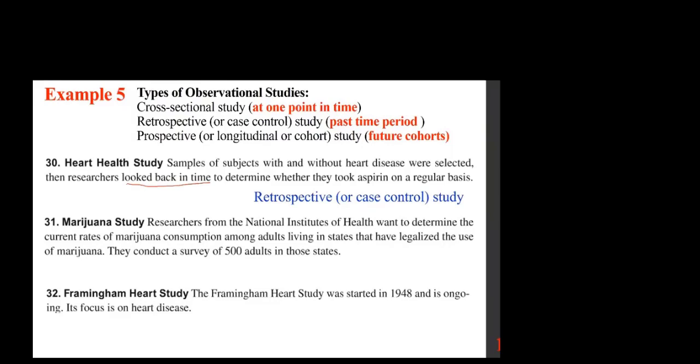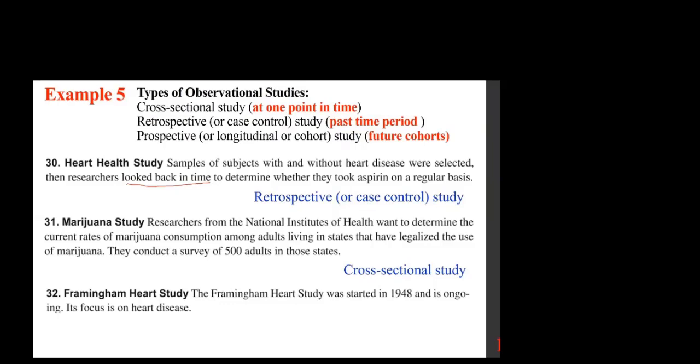Okay, next. Marijuana study. Researchers from the National Institutes of Health want to determine the current rates of marijuana consumption among adults living in states that have legalized the use of marijuana. They conduct a survey of 500 adults in those states. Cross-sectional, again, based on the definition.